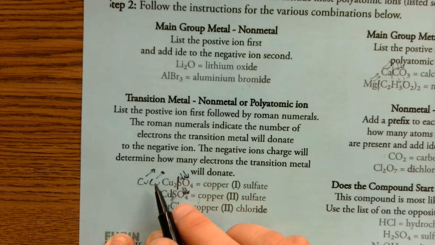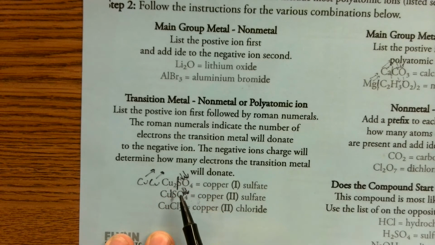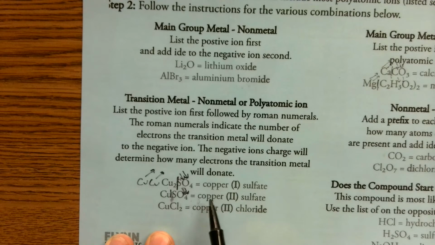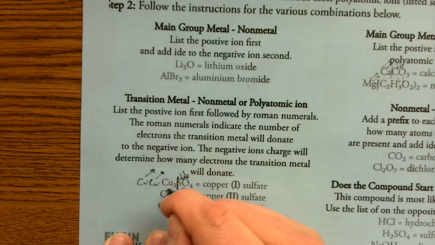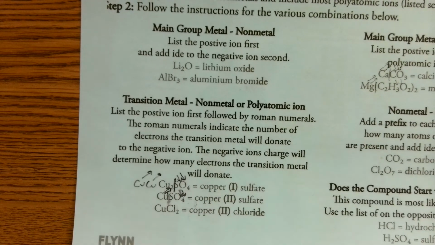So 1 copper atom is giving 1. This copper is giving 1, right? And down here, if you look at this one, it's copper 2 sulfate because there's only 1 copper, and we know that this copper can give 2 away. Okay, so we're balancing out our charges. It's getting a little messy, so let me clean this up a little bit.